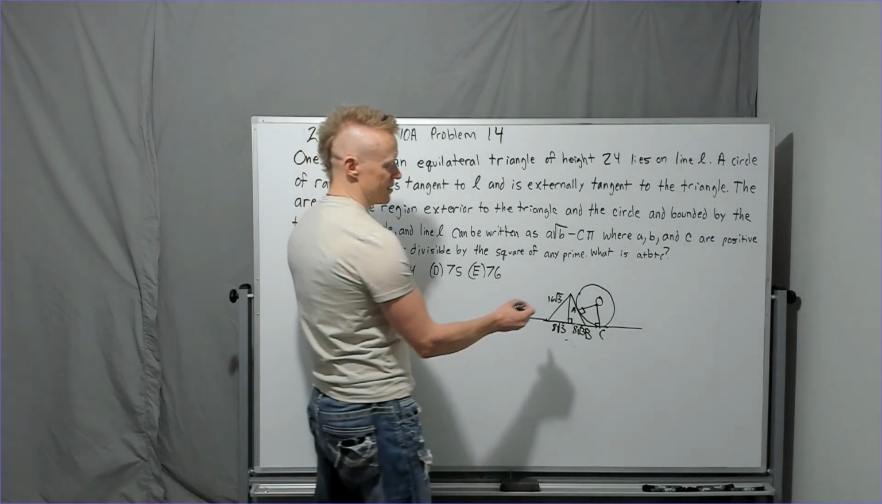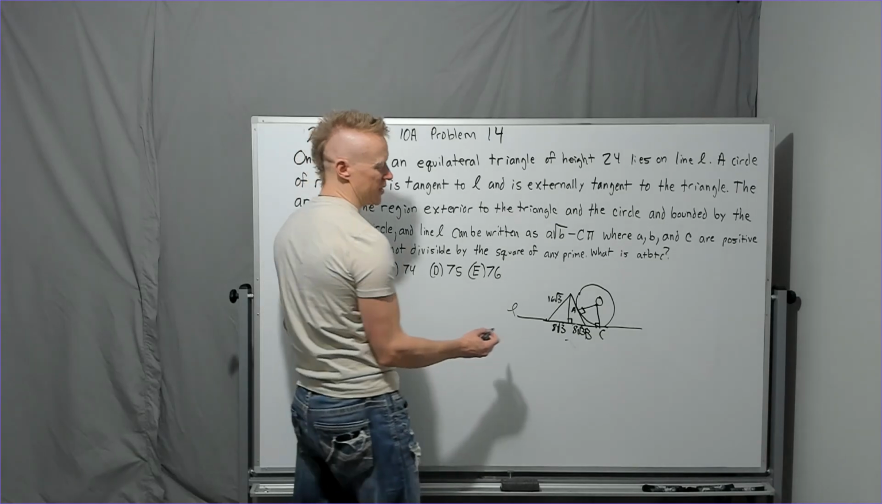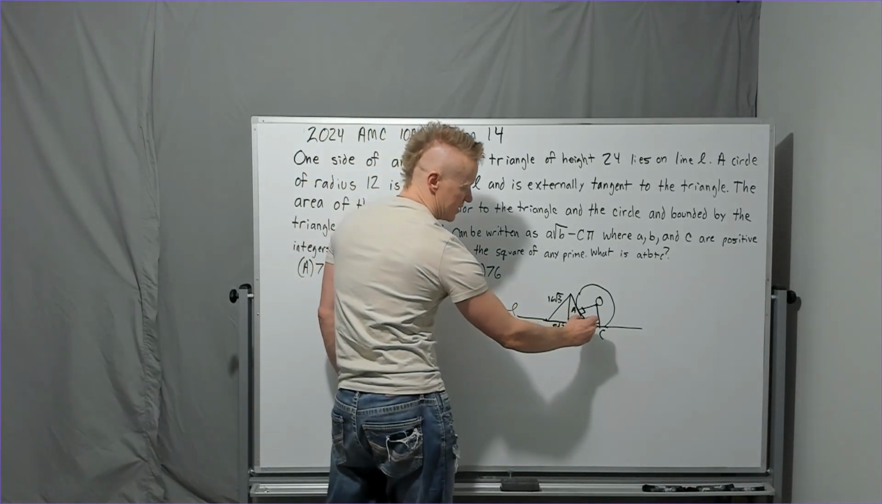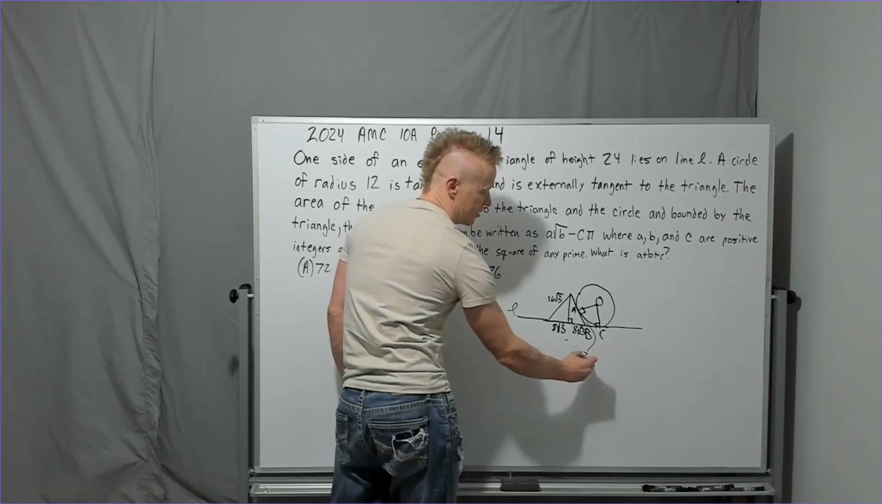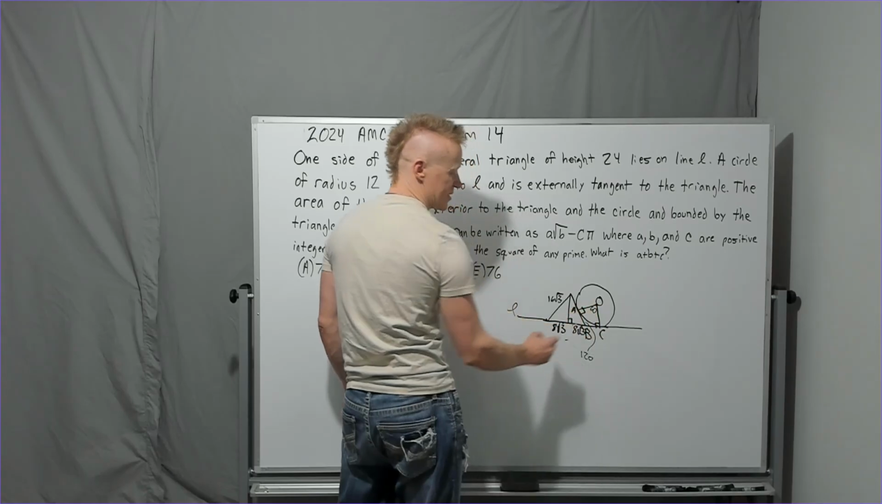The reason is that the opposite angles are 90, so we could use that if we wanted. Furthermore, being that the triangle is equilateral, this angle down here is 120, and that makes the central angle here 60.